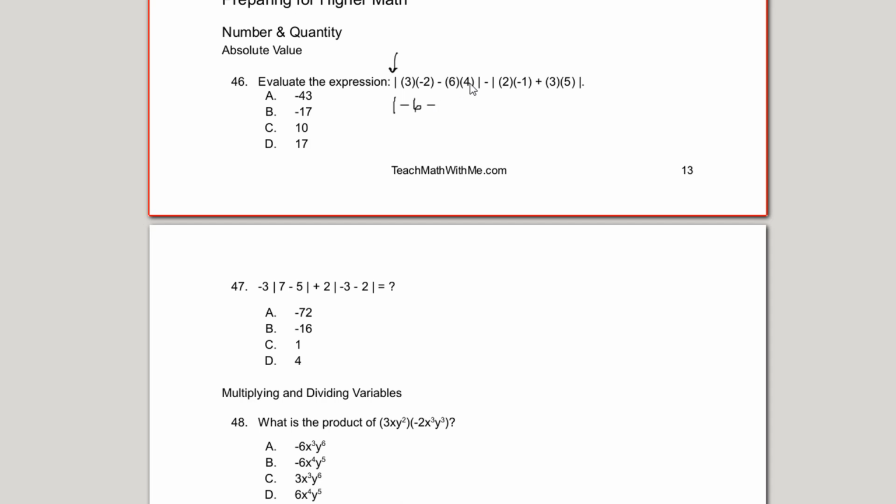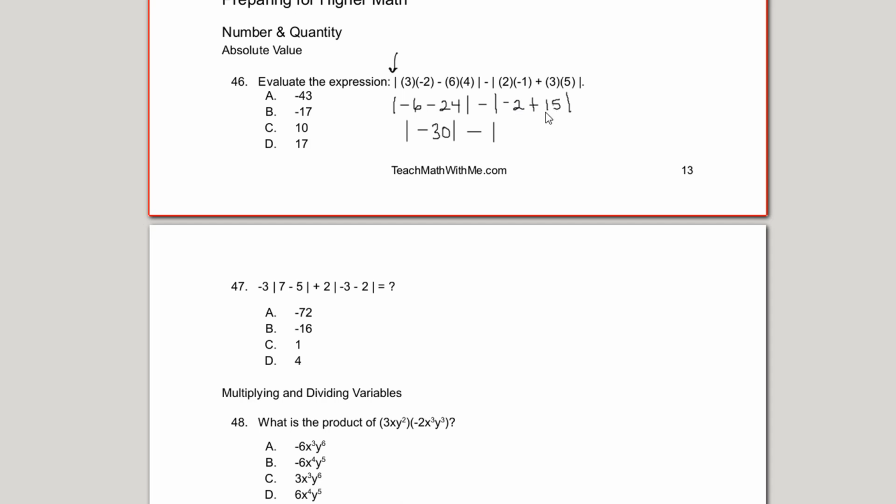Minus 6 times 4 is 24. And I'm going to close out my absolute value, minus another absolute value. 2 times negative 1 is a negative 2, plus 3 times 5 is 15, absolute value. We're still working through. So now I have the absolute value of negative 6 minus 24, which is going to give me negative 30. Absolute value minus absolute value bar.